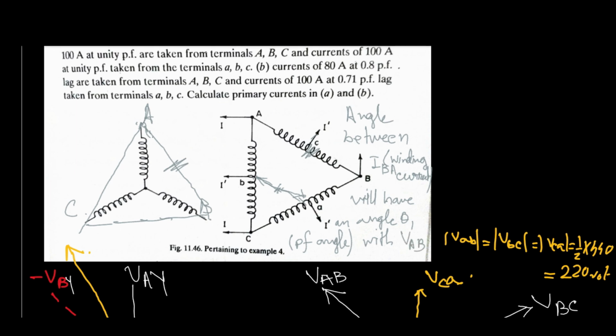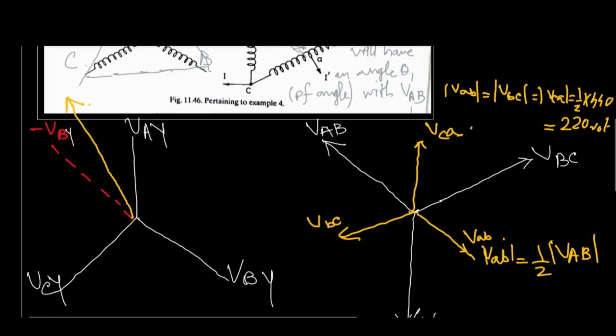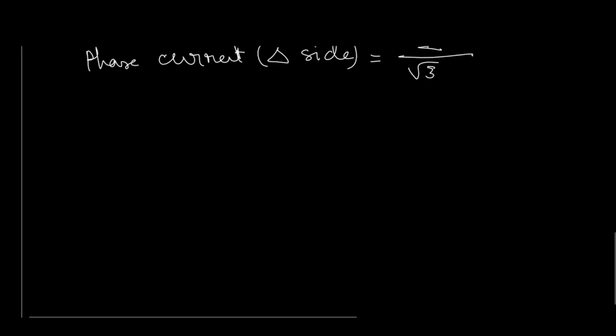Right. So whatever be your phase current, that will maintain its angle with the phase voltage. Obviously line current leads phase current by an angle of 30 degrees, so you cannot apply this concept here on the line current. Now here let us consider that this current will lag behind by an angle of theta 1. So first case it is unity power factor, so theta 1 is equal to 0.